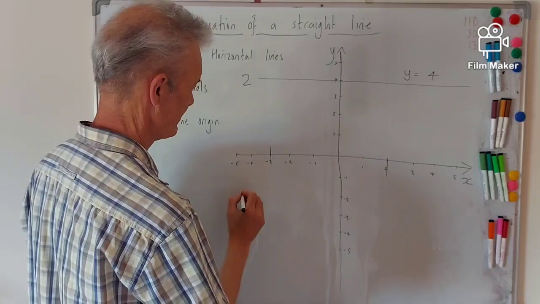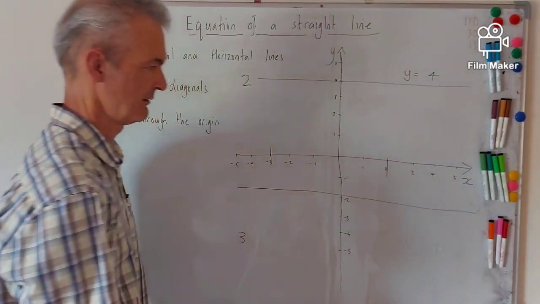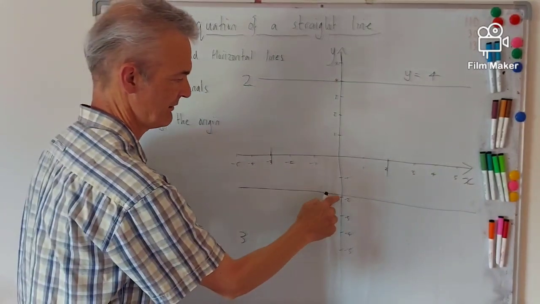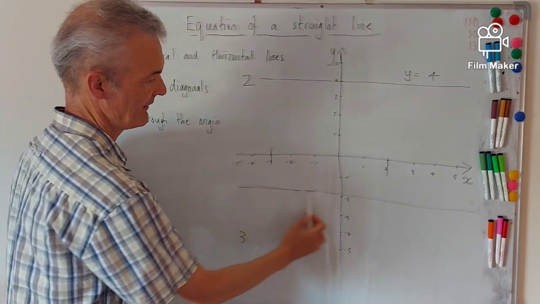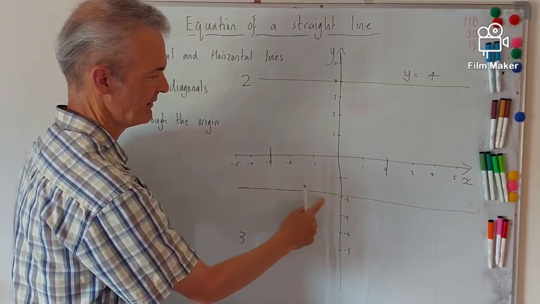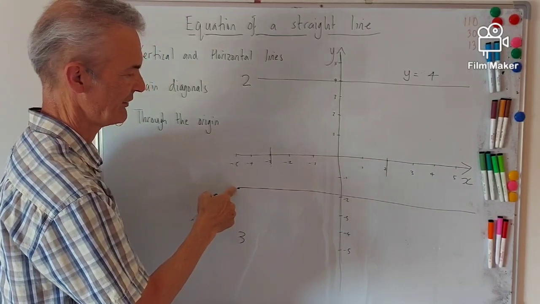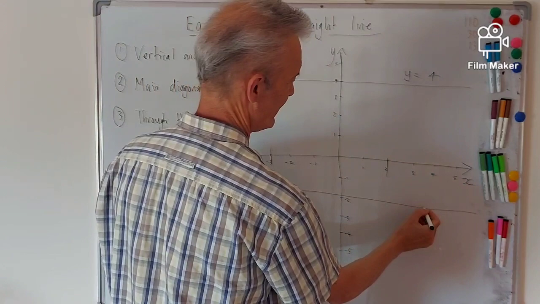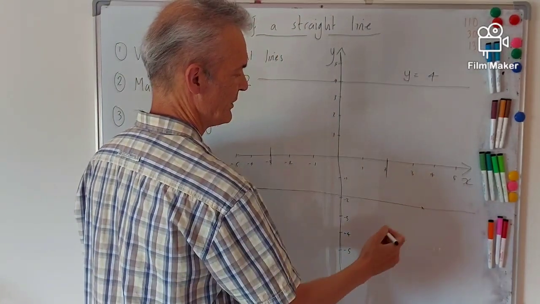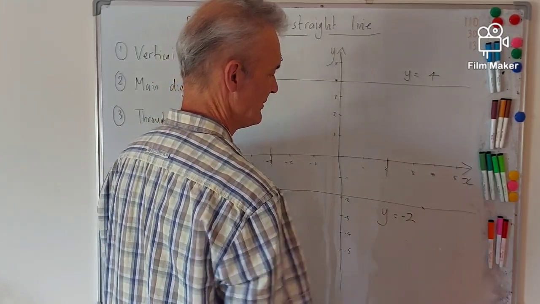If I come down here, that is minus 2. Close enough. So this line here, anywhere I put a point, that point there, is minus 2 in the y direction. Over here, it's minus 2 in the y direction. So that line is y equals minus 2.